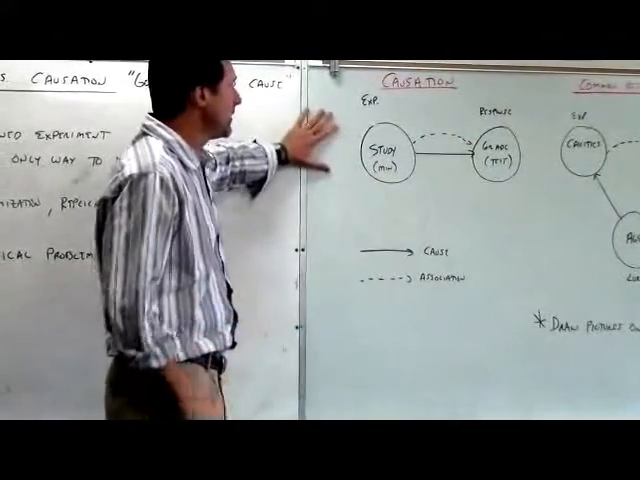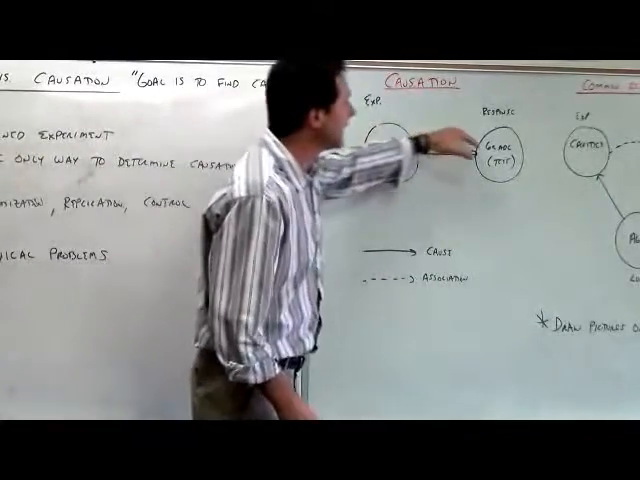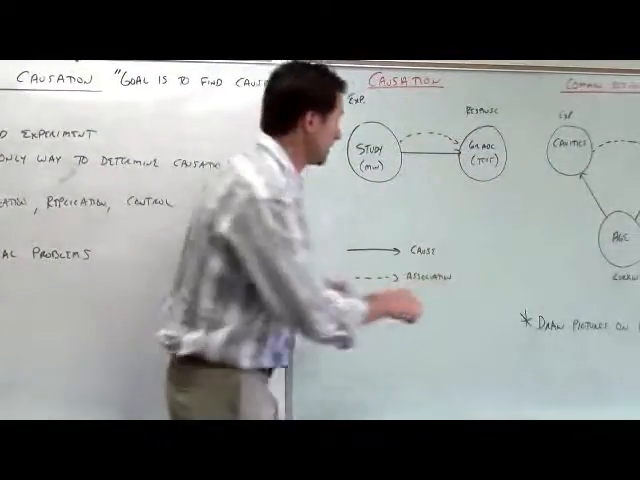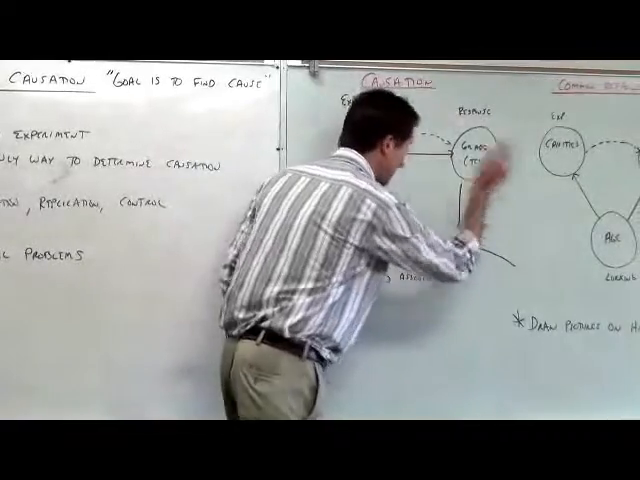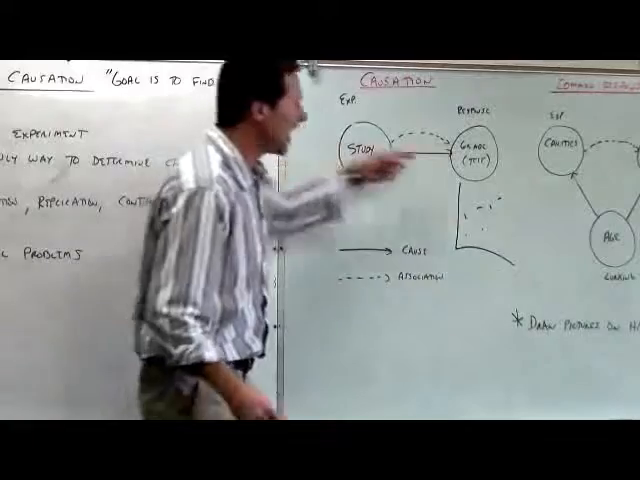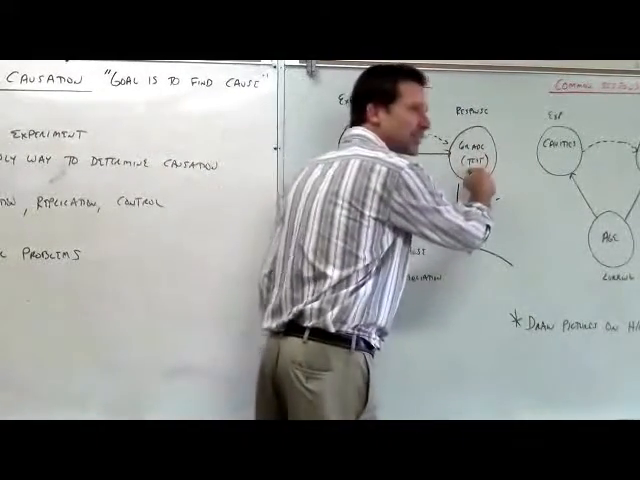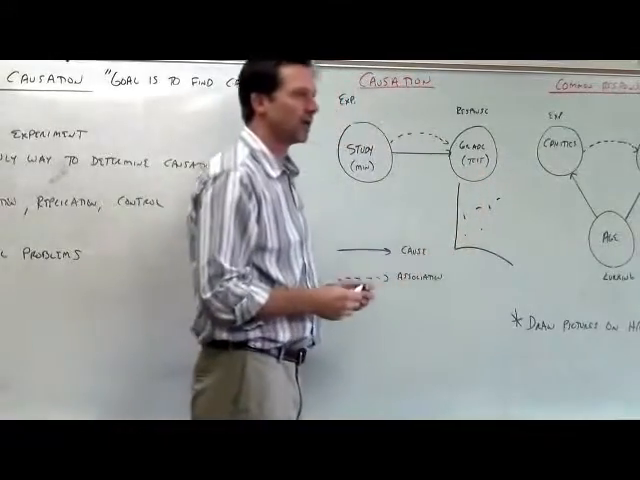The first one is just our basic causation. I've got an explanatory variable. The dotted line means there's an association. If I created a graph, I'd get a positive association going. That's what the dotted line means. But the solid line means that this explanatory variable is the reason that you're getting the response that you're getting.